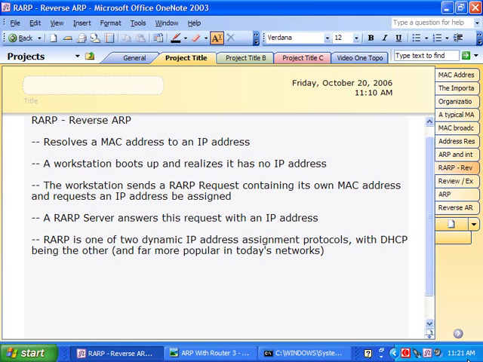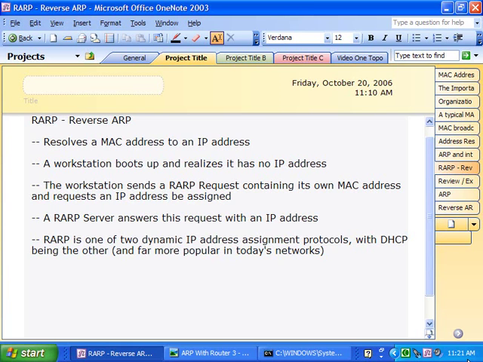What happens is a workstation boots up, and it's going to see its own MAC address. If it doesn't see its own MAC address, we have big problems right off the bat. But it's going to see its own MAC address, and it's going to keep booting up and say, wait a minute, I don't have an IP address statically configured. I better ask for one. So once the workstation finishes booting up, if it is configured to use reverse ARP, then it's going to send a reverse ARP request containing its own MAC address, and it is a broadcast and says, hey, I need somebody to tell me what my IP address is. And a reverse ARP server will hear that request and answer it with an IP address.